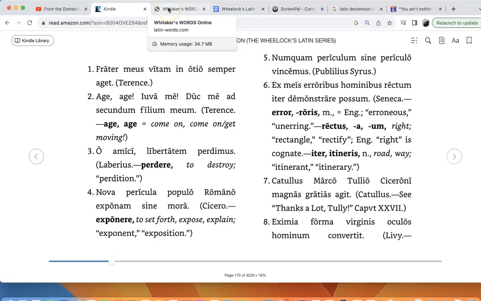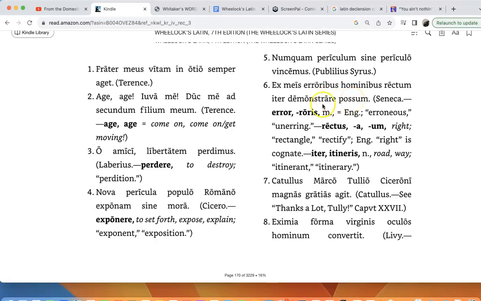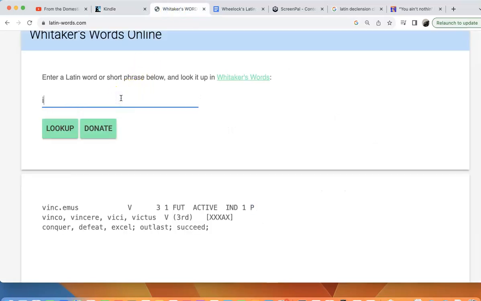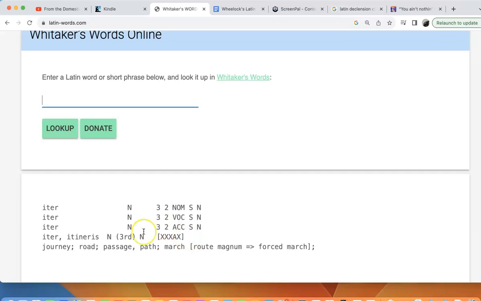So what does that even mean? Well, possum means I am able. We've had that before. And then here's our infinitive, to demonstrate. So that one's fairly straightforward. And then here we have an adjective, which they give us. Remember, if it's in italics, that's the translation. These are some words in English that are derived from it. But then iter is actually the direct object in this case. This one's a little bit trickier because, once again, we're going to have to look up words because the ending is third declension accusative singular.